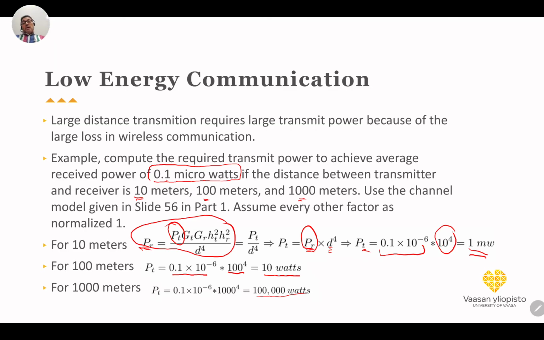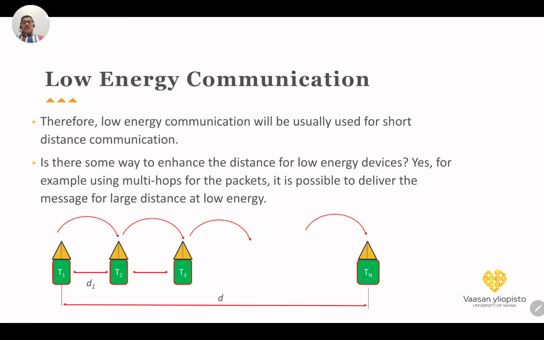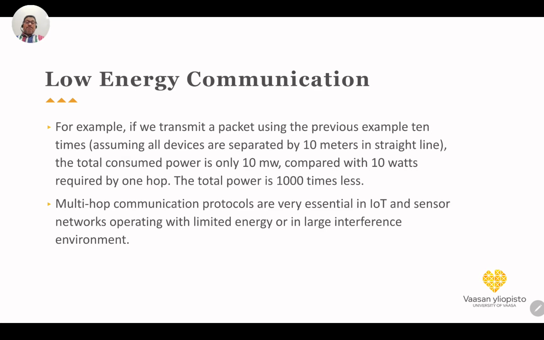Okay, so because of that, we found that multi-hop communication might solve the distance problem. By using multi-hop, if we want to transmit the signal from terminal 1 to terminal n, of course not necessarily with the same distance between them, the idea is that by using multi-hops we can deliver the message over longer distances without using very huge transmitting power. Of course, it also has some disadvantages, as we will see later.